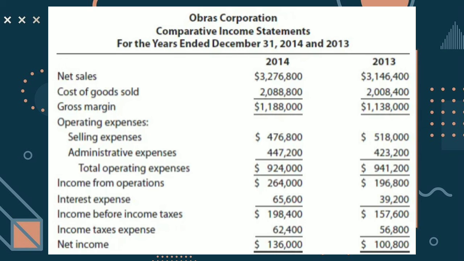So, para makuha natin yung net income, ipag-minus lang natin yung income before income taxes na $198,400 minus income taxes expense na $62,400. So, magiging kalabasan is $136,000. So, as we can see dito sa Obras Corporation na income statements nila, mas mataas yung net income nila ng 2014 compared sa 2013 na mababa lang.